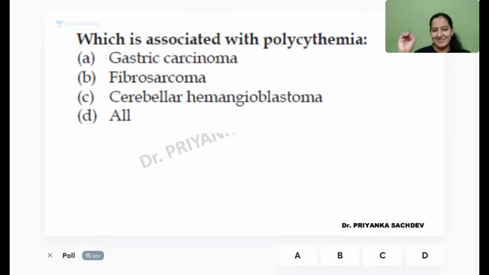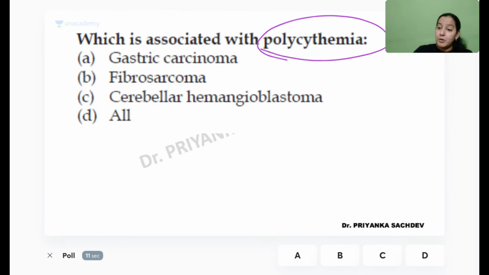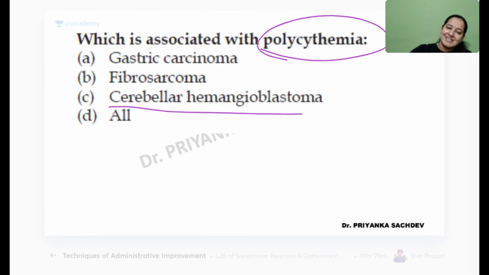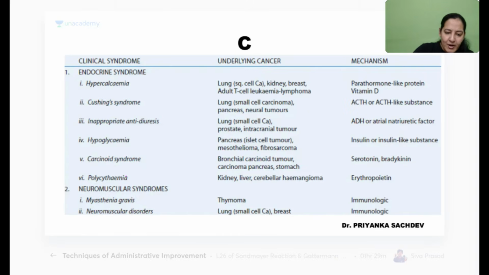Difficult. Okay, which of the following tumors is associated with polycythemia? Opposite of anemia, hemoglobin is raised more than 17 gram. Polycythemia. So all of you are wrong. Only one is correct. Point is correct. So correct answer here is C, cerebellar hemangioblastoma. See this table. Polycythemia. There are two tumors: the RCC of the kidney and cerebellar hemangioma.